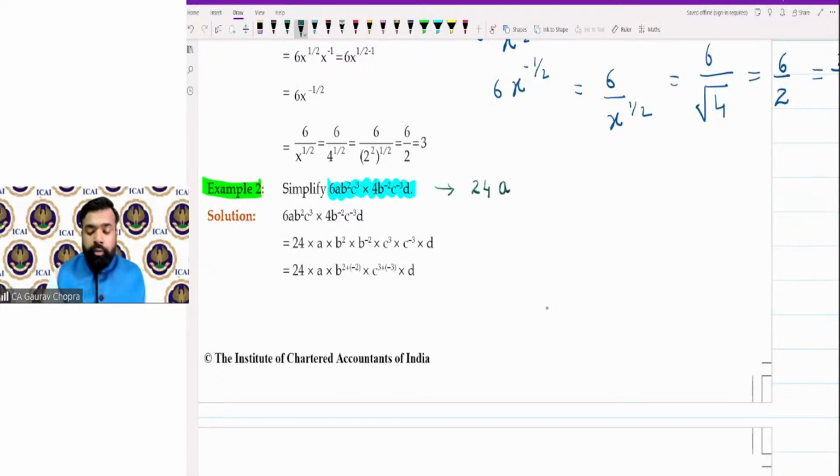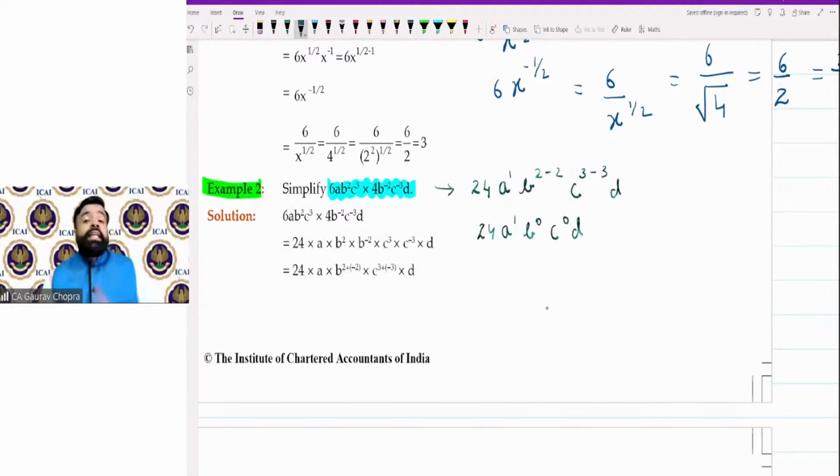Now a to the power of, a की power में क्या है? It is 1 and nothing else. So a to the power of 1. Then what about b? b is having power 2 as well as minus 2. c is having power 3 as well as minus 3. So whenever the base is same, power will get added. d is only coming one time. Now, if we simplify this, what we are getting?